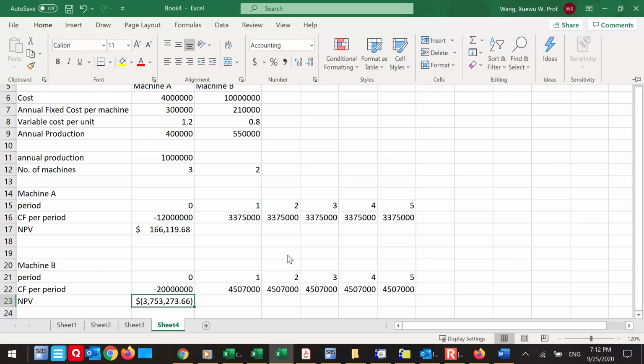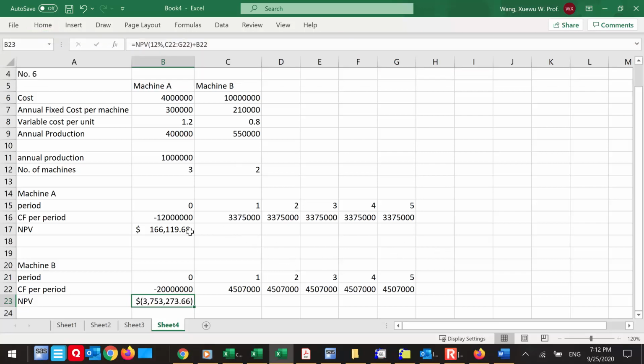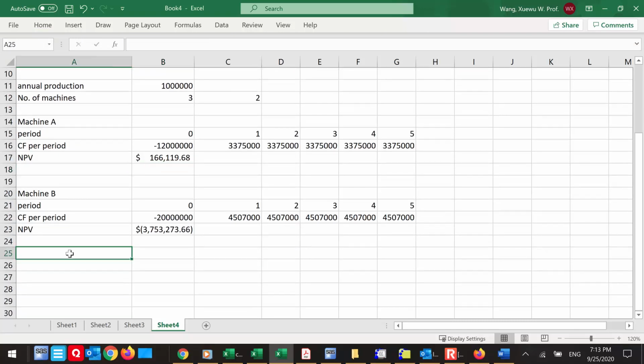Okay, so this is telling you if you're just going to produce 1 million units, A is the choice because NPV for A is positive, NPV for B is negative. All right, so now you're actually trying to produce a graph to show the profitability of the investment in each machine type depending on the annual production.